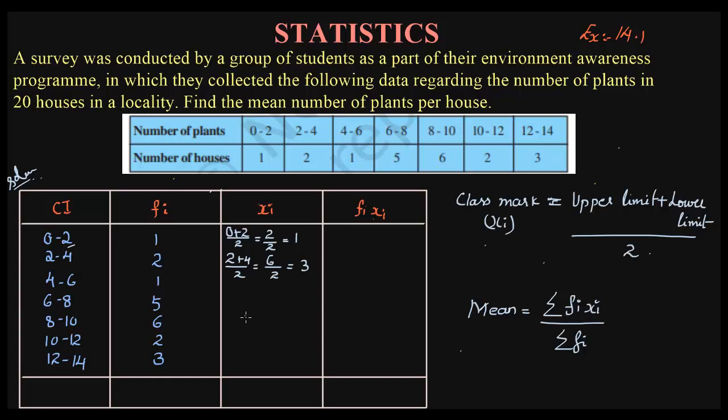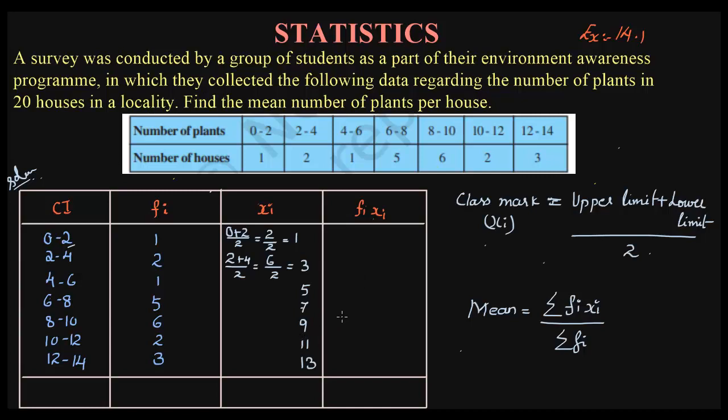Then like this you need to keep on going for all the values. If you keep on going and finding out the class mark of each interval, then you will be getting here from 4 to 6 you will be having 5, then 6 to 8 you will be having 7, 8 to 10 you will be getting 9, and then 10 to 12 you will have 11, and here 13. Like this you need to do it for all the values and you will be getting the class mark like this. Now what is your next step?